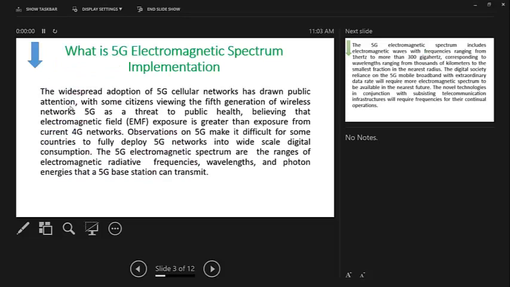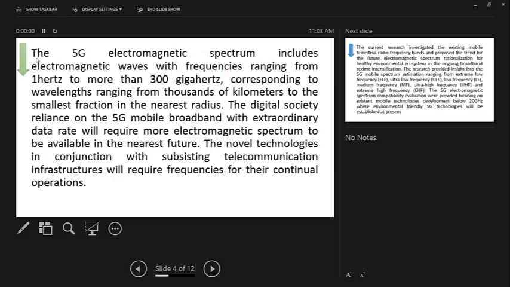What is 5G electromagnetic spectrum implementation? The widespread adoption of 5G cellular networks has drawn public attention, with some citizens viewing the fifth generation of wireless networks, 5G, as a threat to public health, believing that electromagnetic field (EMF) exposure is greater than exposure from the current 4G networks. Observations on 5G make it difficult for some countries to fully deploy 5G networks into wide-scale digital consumption. The 5G electromagnetic spectrum is the range of electromagnetic radioactive frequencies, wavelengths, and photon energies that a 5G base station can transmit. We move to the next slide, still on the introduction.